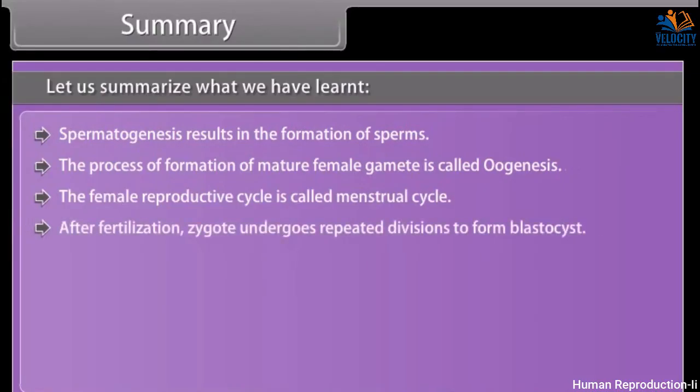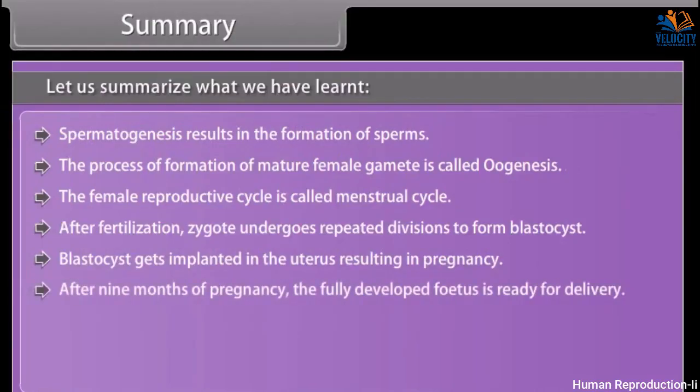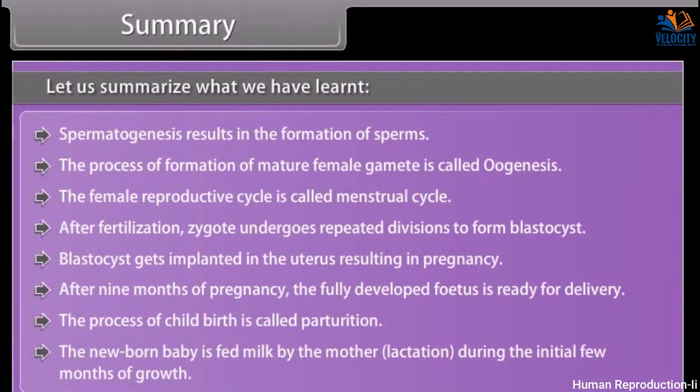After fertilization, the zygote undergoes repeated divisions to form blastocyst. Blastocyst gets implanted in the uterus, resulting in pregnancy. After 9 months of pregnancy, the fully developed fetus is ready for delivery. The process of childbirth is called parturition. The newborn baby is fed milk by the mother, or lactation, during the initial few months of growth.